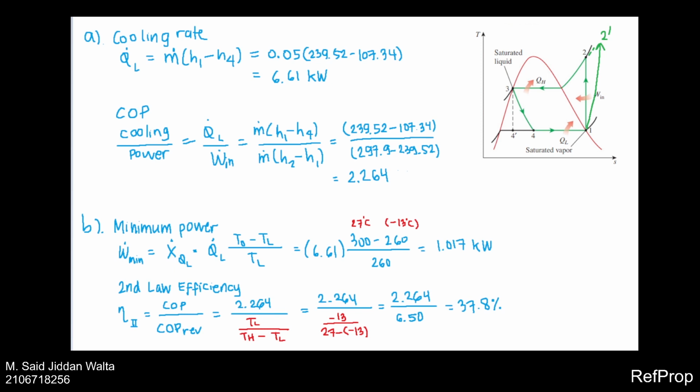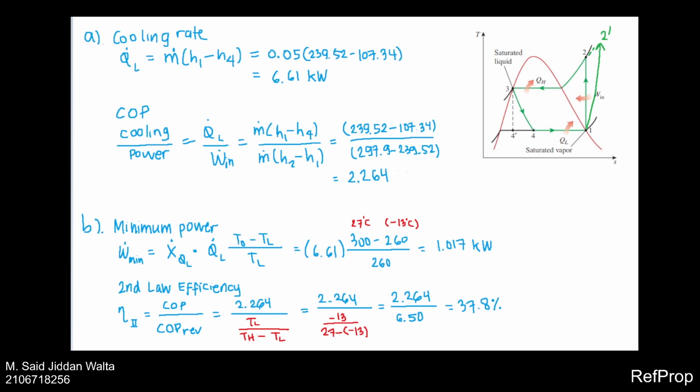And now we can also find the COP of the refrigerator, which is basically the cooling rate over the power input. We can find it to be the cooling rate, as we found before, divided by the rate of work input provided to the refrigerator.